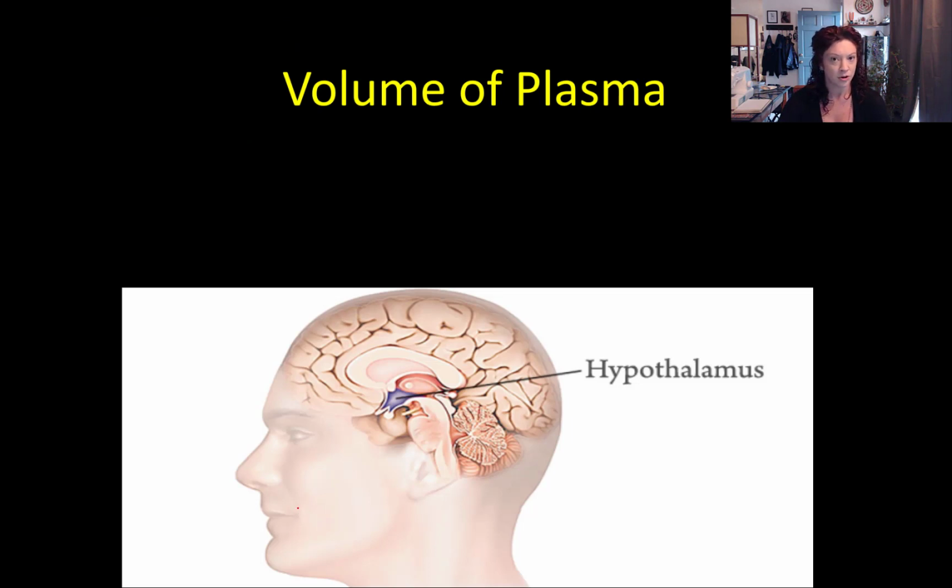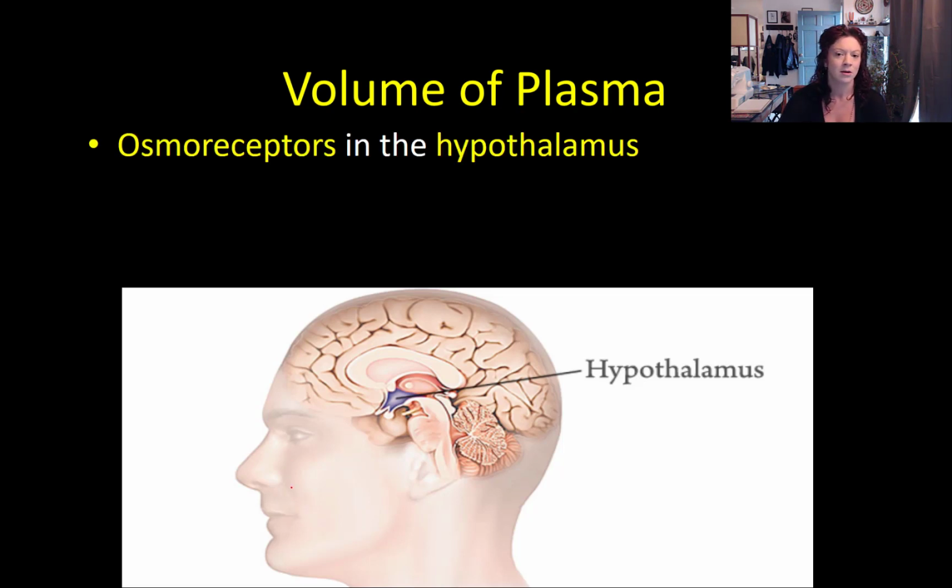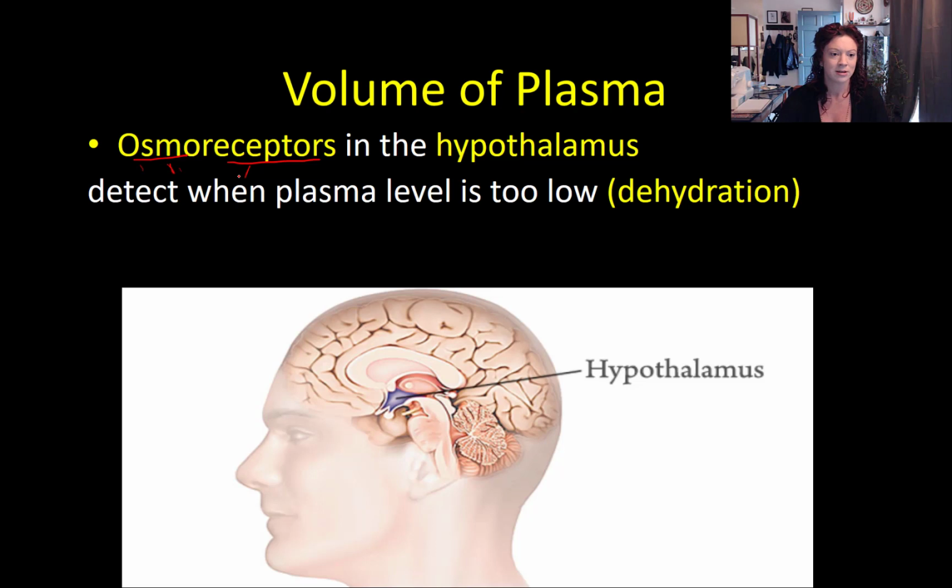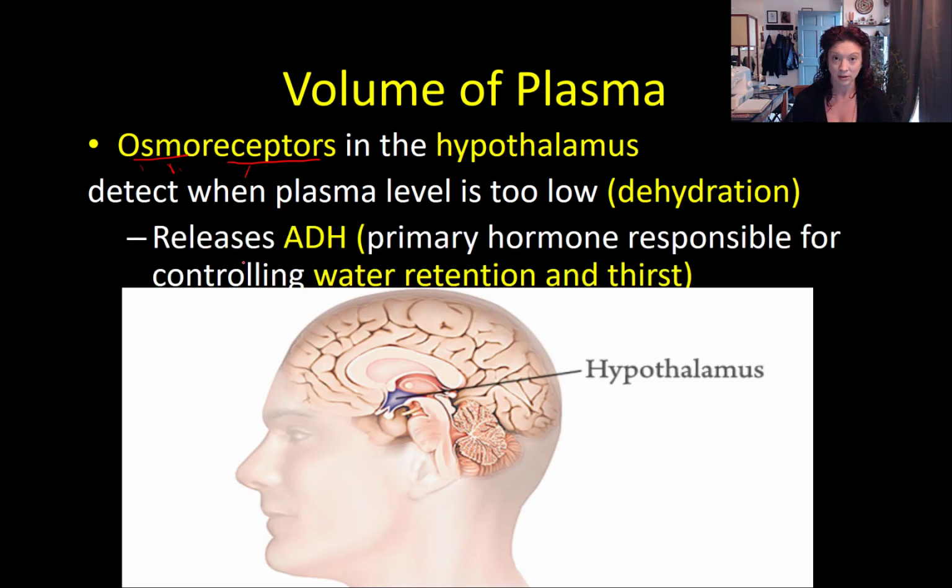Now, what determines the volume of plasma you have in your body? How much blood plasma does your body really need, and what makes that determination? Well, there are these nerves in the hypothalamus region of your brain called osmoreceptors. So these are water detectors. Okay? They detect when your plasma level is too low. Okay? This is a state we call dehydration. They'll then send a signal in the form of a chemical called ADH. It's the primary hormone responsible for controlling water retention and thirst. When ADH levels are high in your blood, you feel thirsty and your body tends to retain more water. This is to recover from a dehydrated state. So if you've ever had that experience where you're really thirsty, you start drinking a glass of water and you feel like you can't stop, that's probably because of an excess of ADH in your body. Your body's desperate for water.